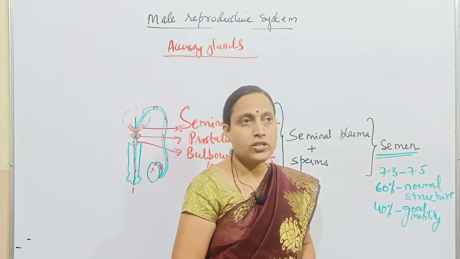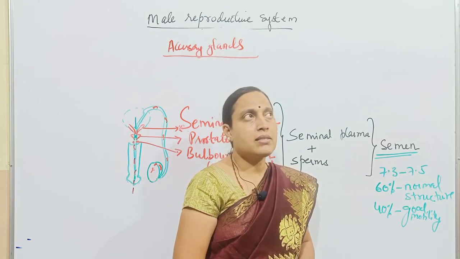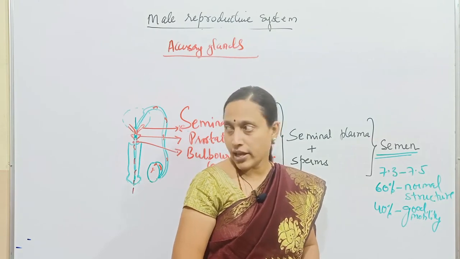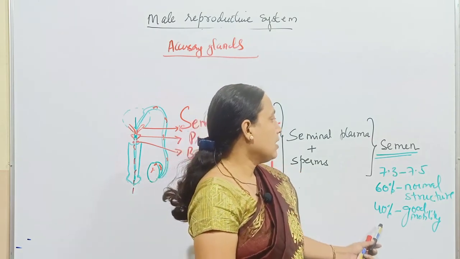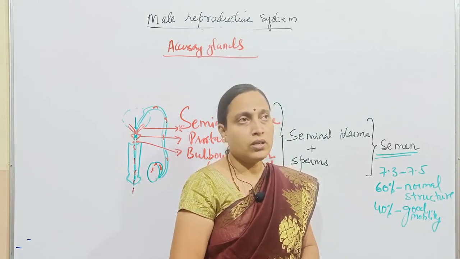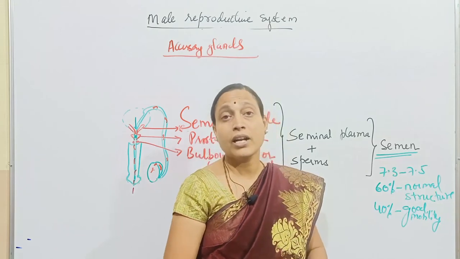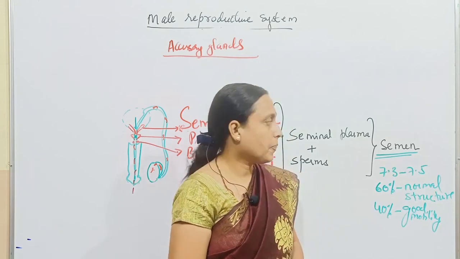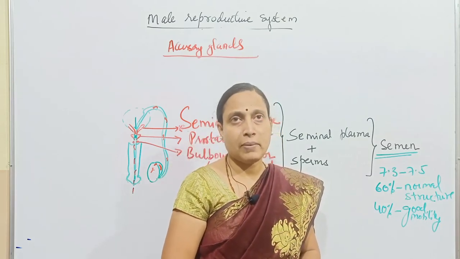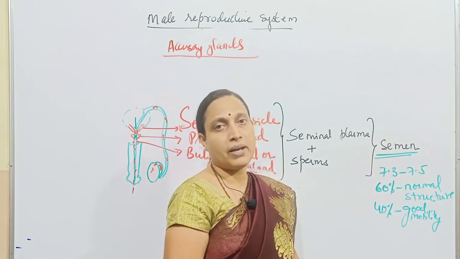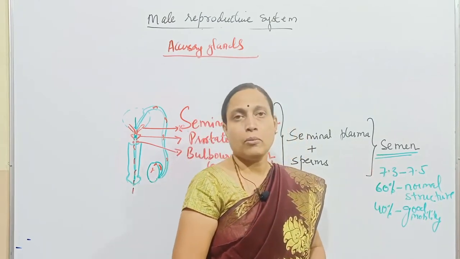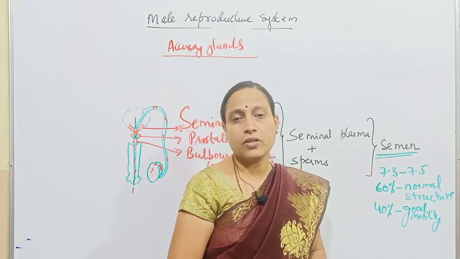Now what is ejaculation? When the semen is released outside the body, it is called ejaculation. Per ejaculation there can be, on average, around 300 million sperms, and around 3.5 ml of semen. So that is what you should know about the characteristic features of semen.